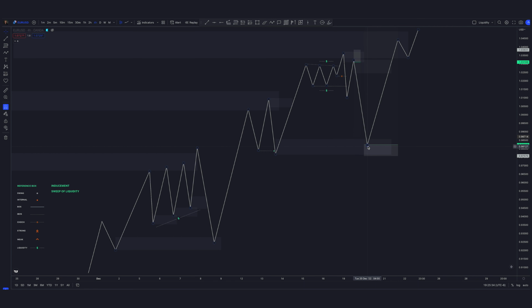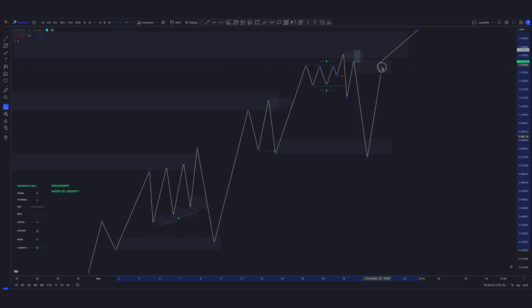Unless we would get a break. Let me delete this. Unless, because like we already saw, we had a sweep of this zone. So the job of this price action here was already completed. Okay, so if price comes here and then breaks this demand, we could possibly look for another.